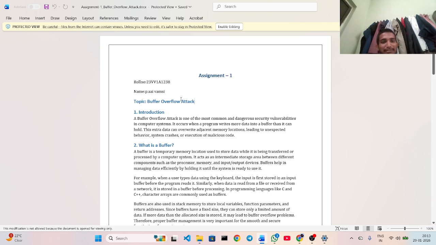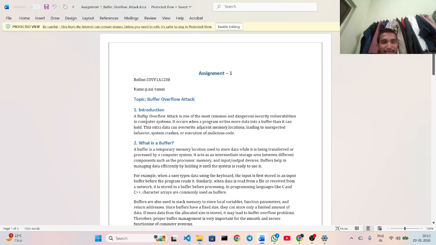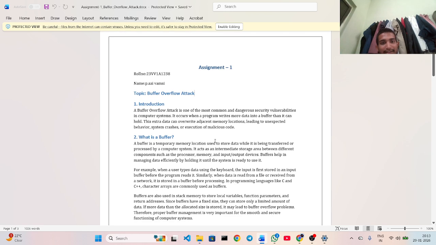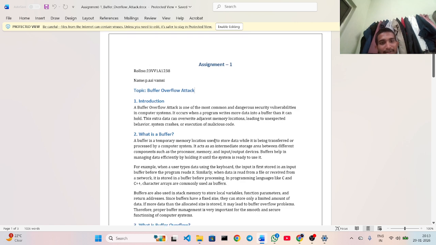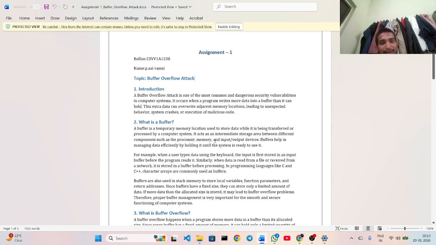Our topic is buffer overflow attack introduction. Buffer overflow attack is one of the most common and dangerous security vulnerabilities in computer systems. It occurs when a program writes more data into a buffer than it can hold. This extra data can overwrite adjacent memory locations, leading to unexpected behavior, system crashing, or execution of malicious code.